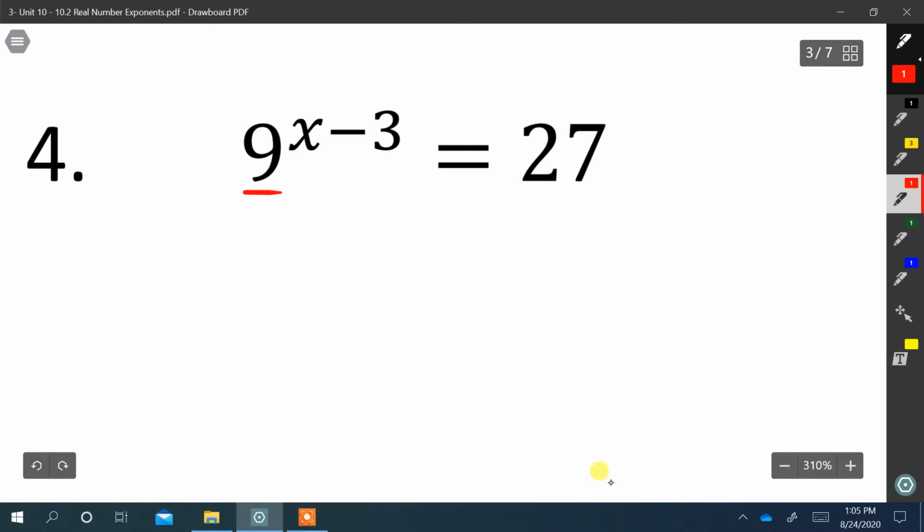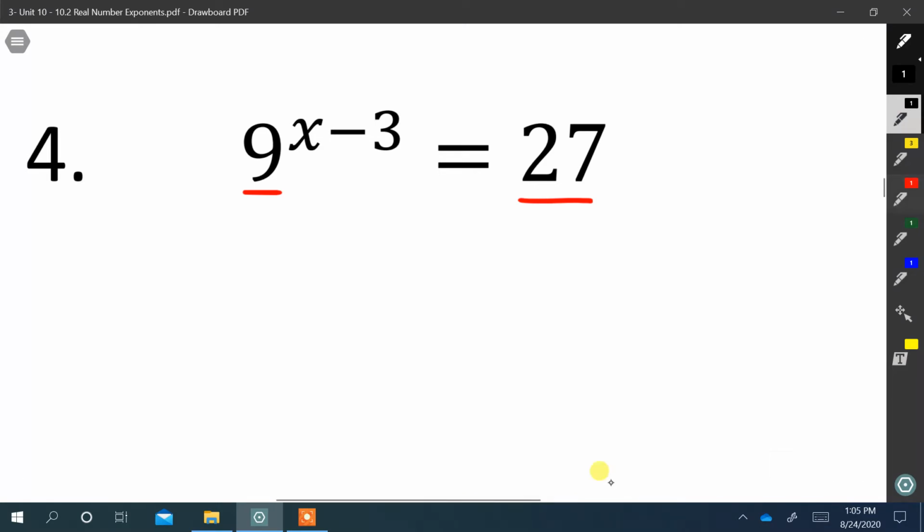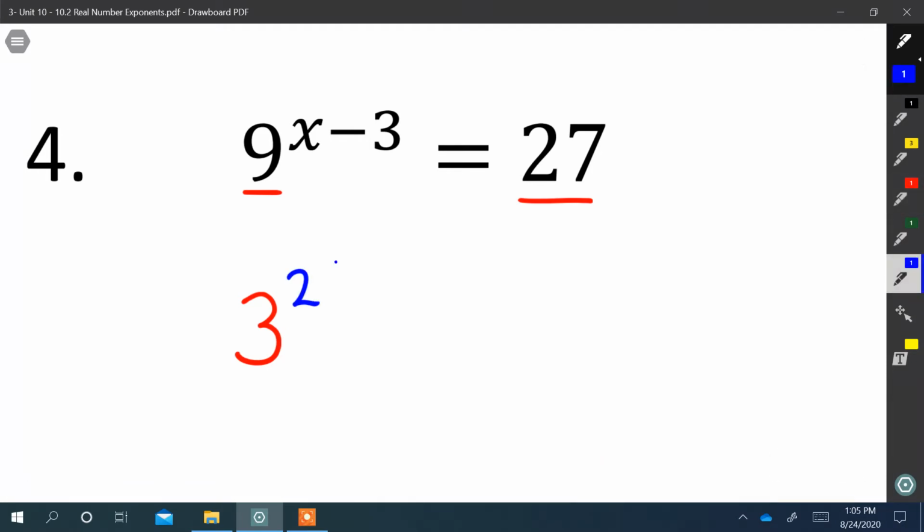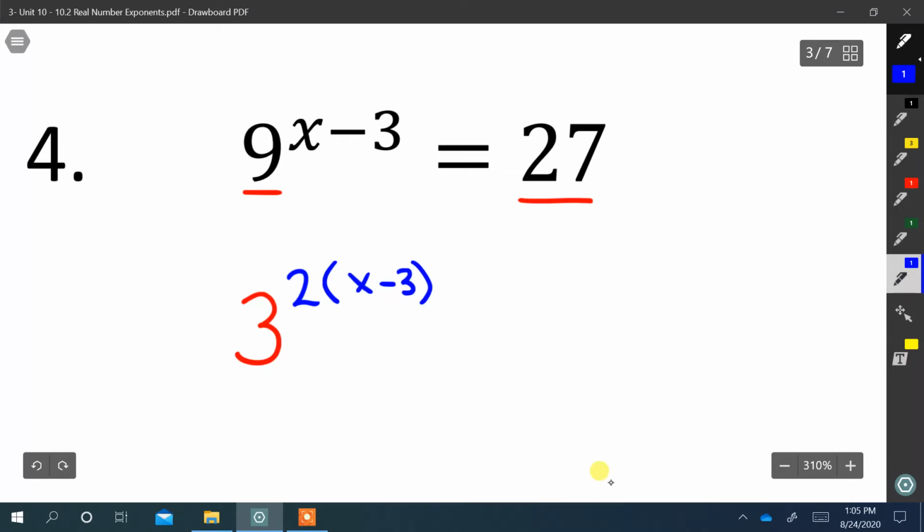If I have a 9 and I have a 27, what will be the base in this one? If you answered 3, you were correct. We need to write that 9 with base 3. So it's going to be 3 to the 2nd, which gives us that 9. Then I have to multiply that 2 times x minus 3.